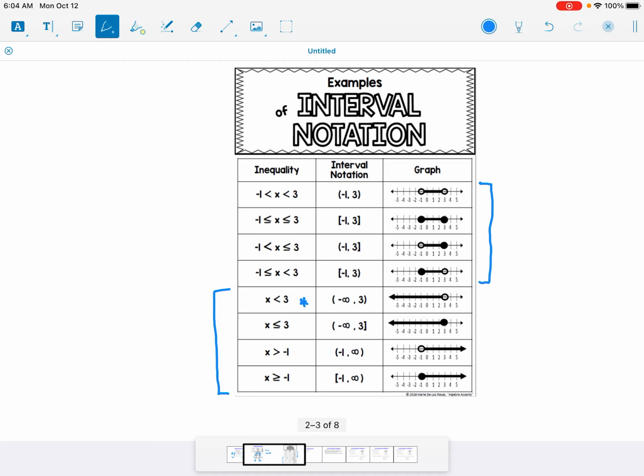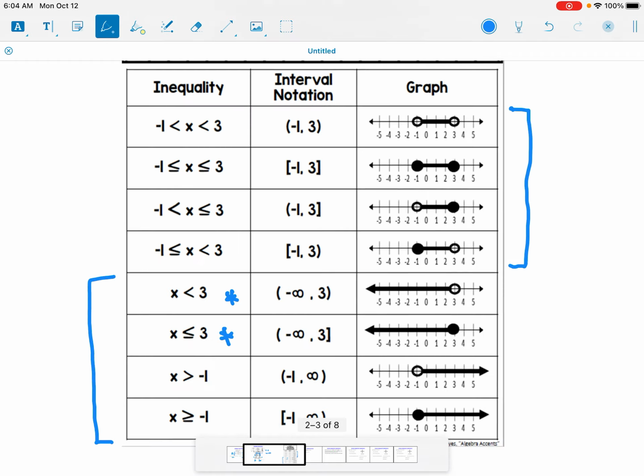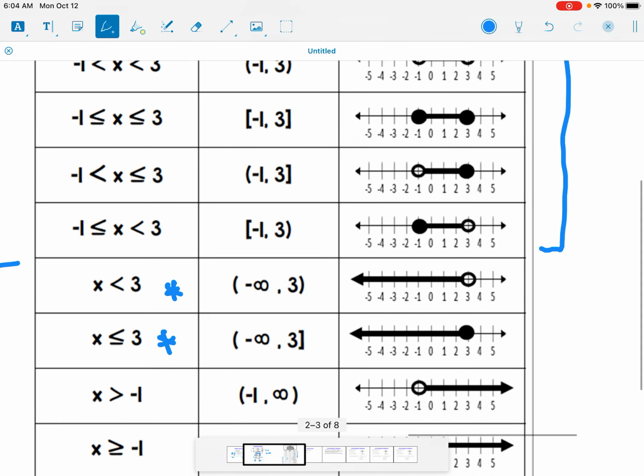So for these first 2, if you look at the number line, I'm going to try to zoom in a little bit more. Since the arrow is pointing to the left, there really is no beginning number, so we would call that negative infinity.